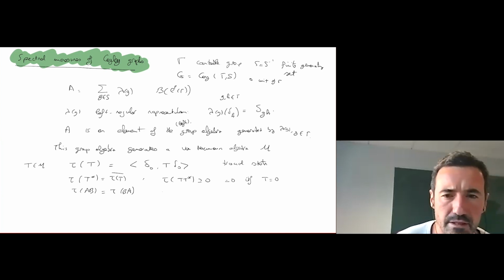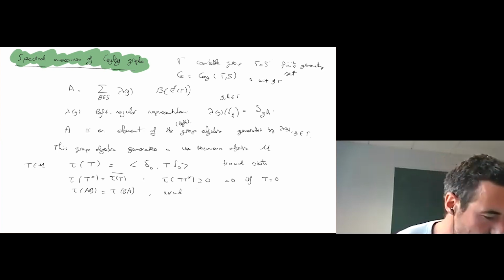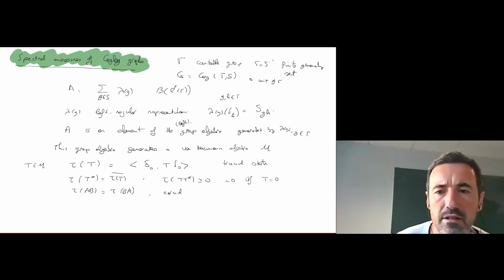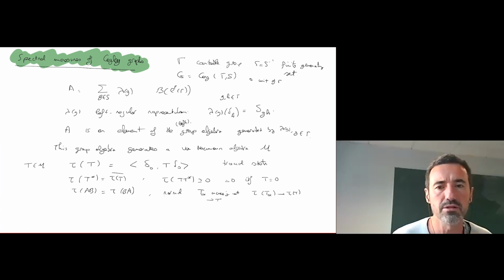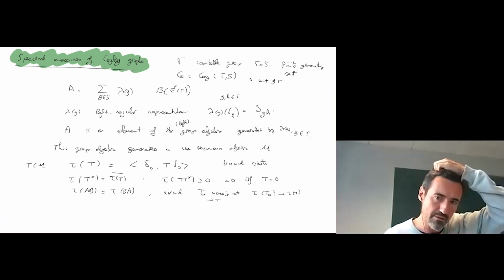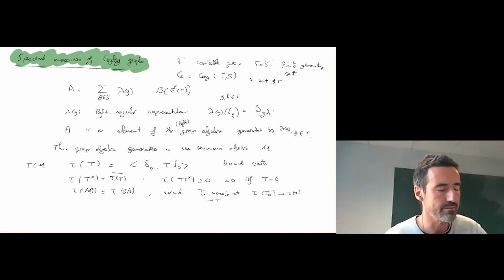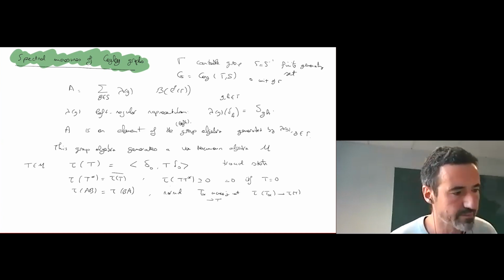And it's normal also, meaning that if you have an increasing net T alpha which converges to T, its largest element, then tau of T alpha converges to tau of T. So normal just means that it satisfies the monotone convergence theorem.